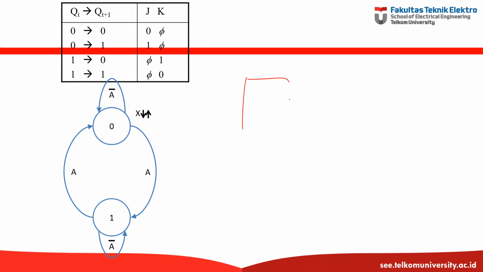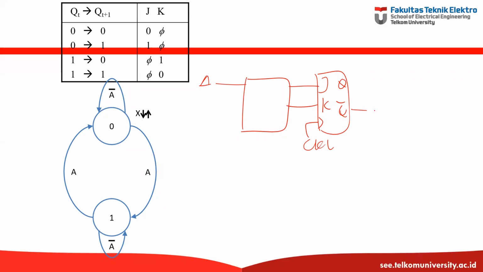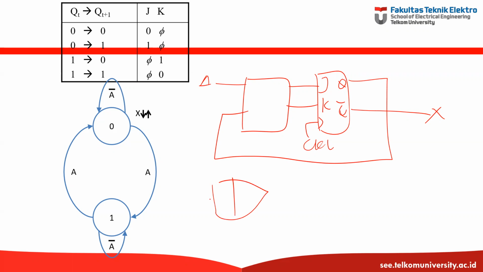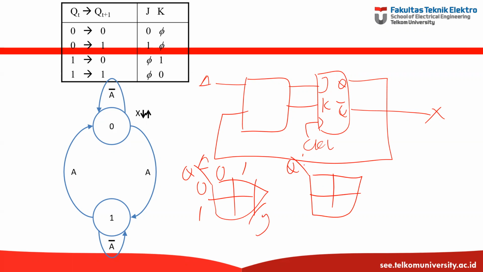How about with JK? Okay, this is A, and then this one is J, this one is K, and then this one is clock. This one is Q, this one is Q naught, and then this one is X. Let's try to change from here. So we have Q, A, 0, 1, 0, 1, and then this one is for J. Q, A, 0, 1, 0, 1, this one is for K.